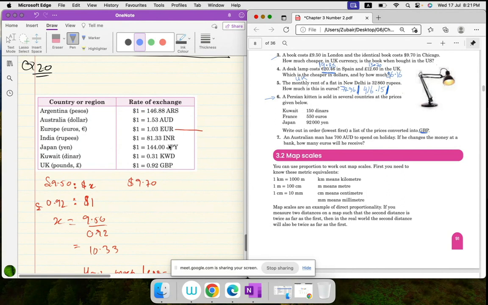But we have the table for dollars only. So I'm going to convert 150 Kuwaiti dinar, that is the second last in the list, into dollars. So I'm dividing 150 by 0.31, and I'm getting $483.87.